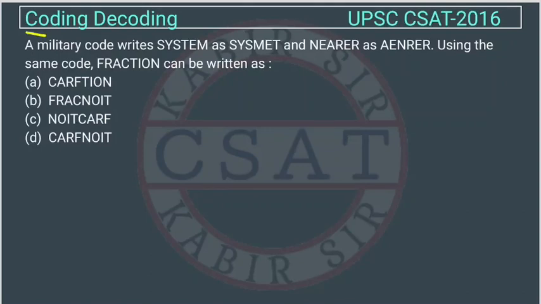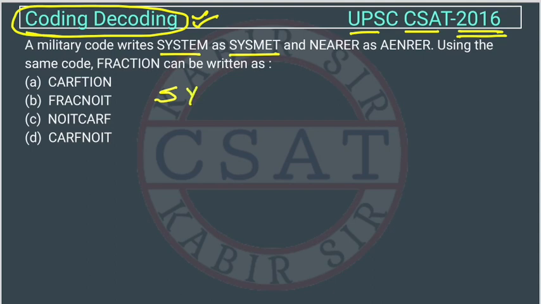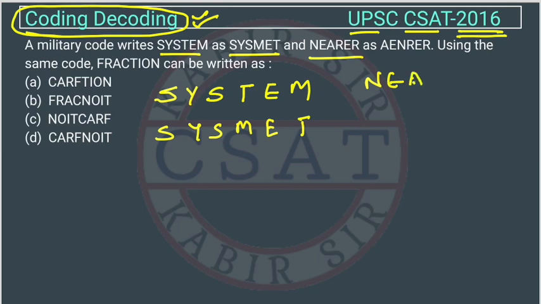So this is a question of reasoning taken from the chapter Coding Decoding, asked by UPSC in their CSAT paper of 2016. A military code writes SYSTEM as SYSMET, right? So the military code is writing SYSTEM as SYSMET. And NEARER is written as AENRER.